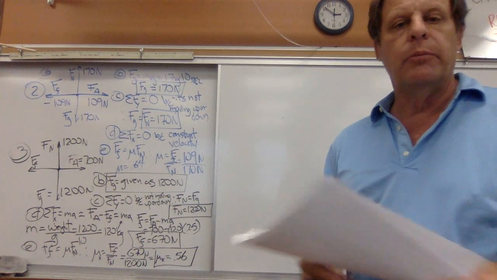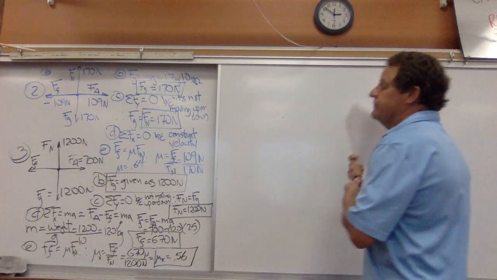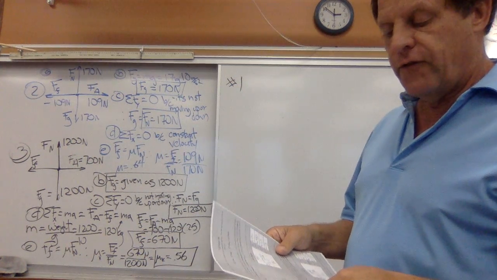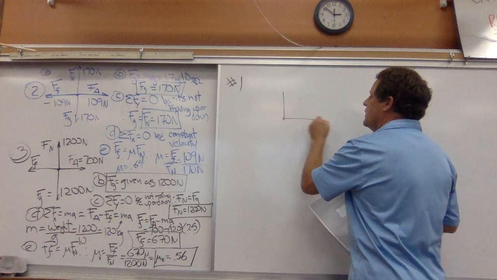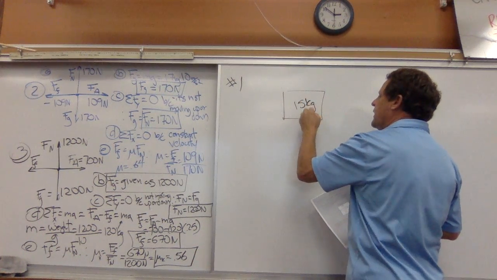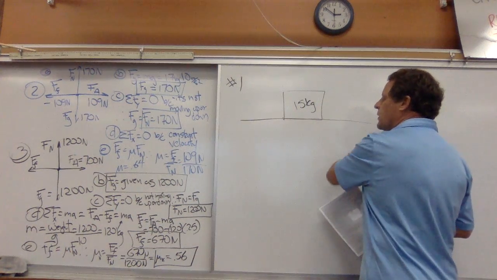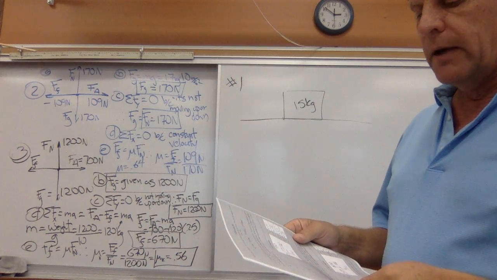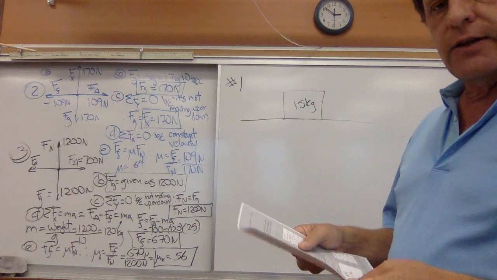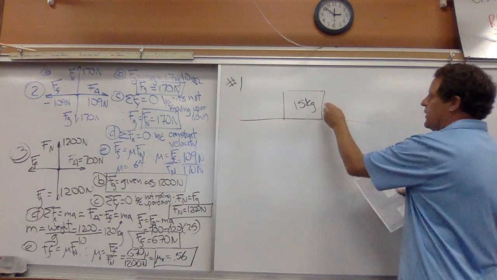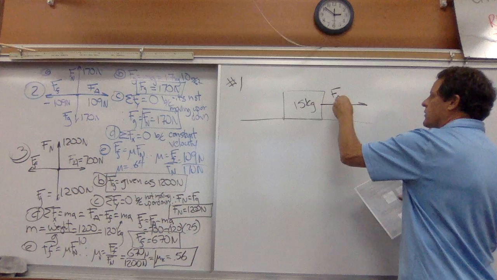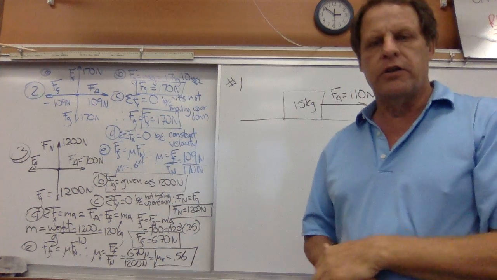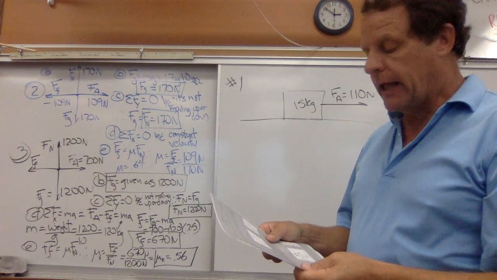So problem number 1. Now, if you guys can follow along there, a 15 kilogram box. Okay. So if we have a 15 kilogram box, and it is going to be sitting on the ground, or the floor, and it is pulled across the floor with a force of 110 newtons. So that 110 newtons would be an applied force.